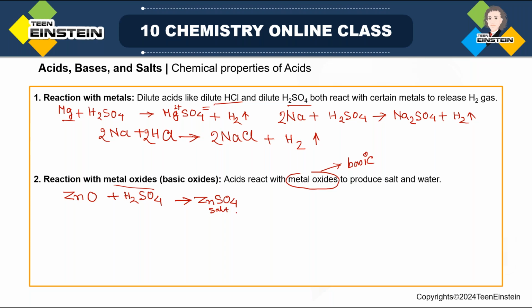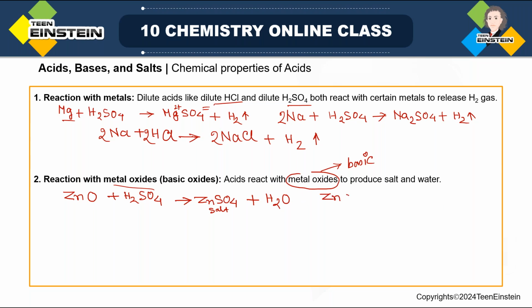Now this ZnSO4 you can also expect from the reaction between acid and base. Suppose you have taken zinc hydroxide, Zn(OH)2, and H2SO4, then also you will get the same type of product. But here we have taken metal oxide. Though it does not contain hydroxyl ion, because of its basic nature, the reaction between these two will produce salt and water, just like the reaction between acid and base. So this is the example of reaction between metal oxide and H2SO4.